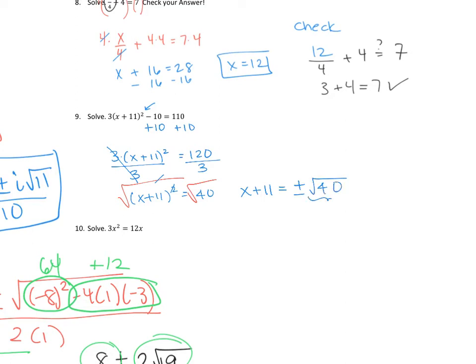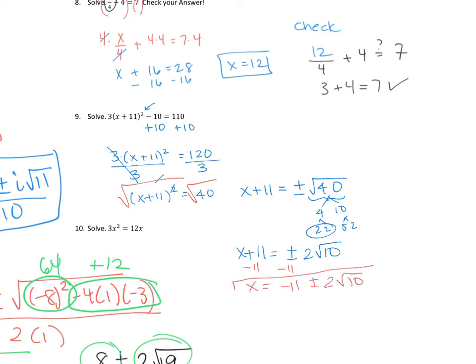Now this little radical can simplify. It's 4 times 10, and that's 2 and 2 and 5 and 2. So I have a pair of 2's. So this is plus or minus 2 square roots of 10. X plus 11 equals that. We'll minus 11 from both sides, so we get x equals negative 11 plus or minus 2 square roots of 10. Now you could have used the quadratic formula if you go back to the very beginning. If you would have simplified and multiplied this guy out, you would get the exact same answer.